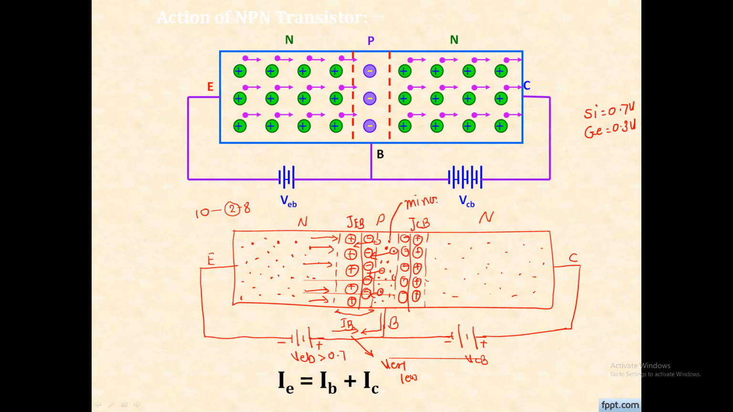It acts like a minority carrier. And in the N region, the holes are the minority carrier. As the collector to base junction is connected in reverse bias, all the minority carriers easily cross the junction and enter into the collector region. Similarly, the holes are also trying to cross the junction. It means that the electrons will be emitted.